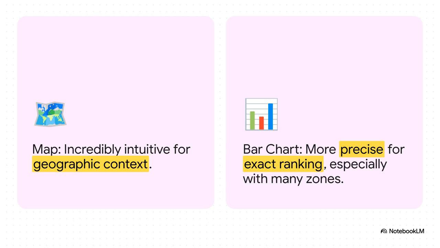A map is super intuitive for showing where the orders are coming from. You get that geographic context right away. But if you have a lot of small zones, or if the really important question is how much more Zone A is ordering than Zone B, a simple sorted bar chart is actually more precise for that exact comparison. Honestly, a great solution is often to provide both.